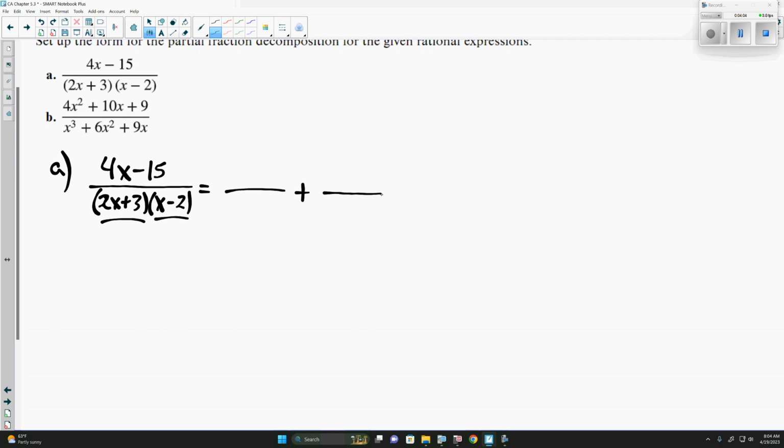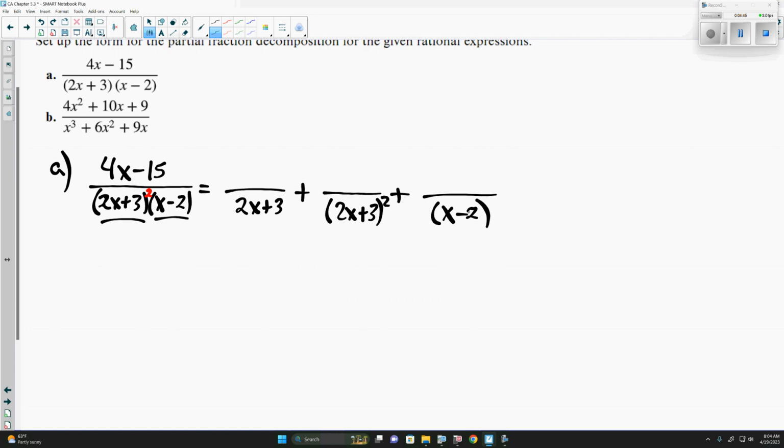Now we write each one underneath it. So the first one we have is 2x plus 3. And the other one we have is x minus 2. Now if it had been 2x plus 3 squared, so we had it squared, well, we would actually need another term. All right, I'll just erase this for here now. Because we'd add a third one in, we'd also have 2x plus 3 squared, and then x minus 2.